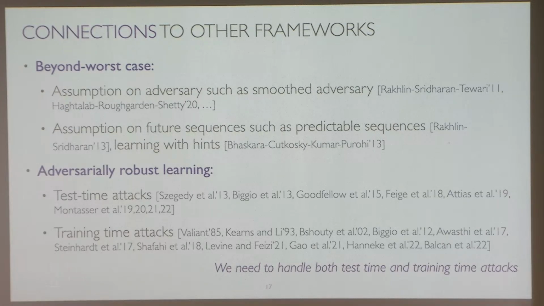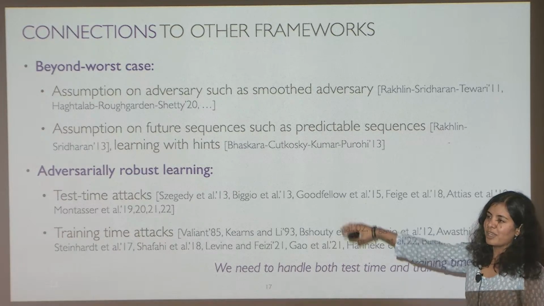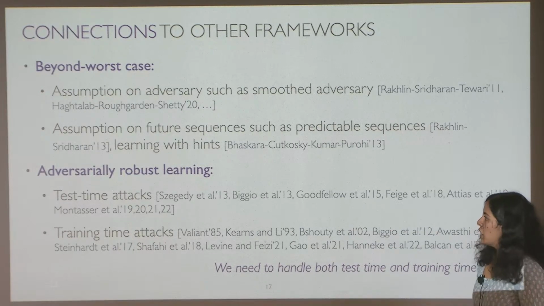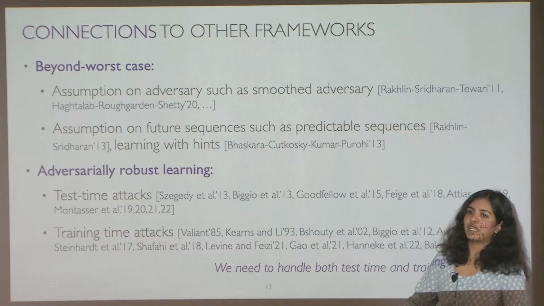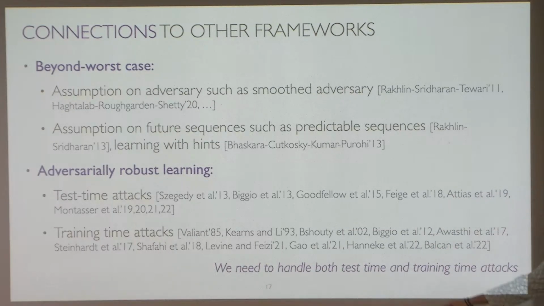And then of course, this is related to adversarially robust learning, because you can think of test time attacks, where at test time you're given an adversarial example, or training time attacks, where your training data is corrupted. But here, because the adversary doesn't know what part of the training data or what part of the sequence was corrupted, this is trying to handle both test time and training time attacks, because you don't know what training data is clean in the past, and the test data could also be corrupted.